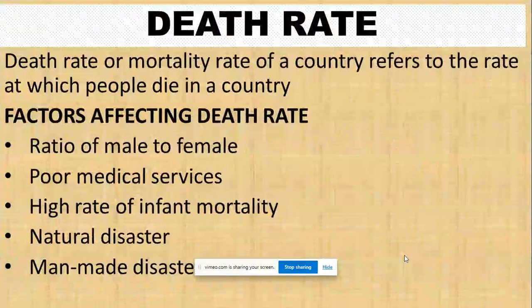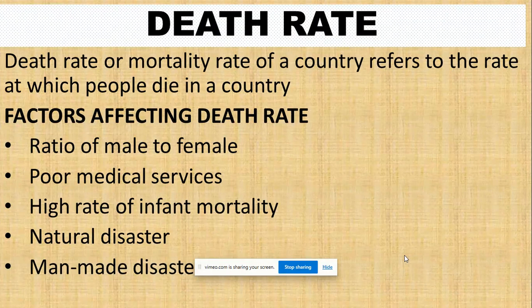Now let's move on to the second determinant of population size and growth, which is the death rate. Death rate can also be called mortality. So what did I say? Death rate can also be called mortality rate. And what is mortality rate or death rate? The death rate or mortality rate of a country refers to the rate at which people die in a country. Don't forget, birth rate is talking about the rate at which people give birth to children, while this one is talking about the rate at which people die in a particular country.